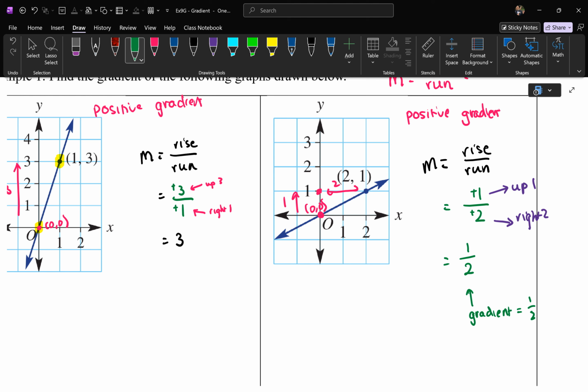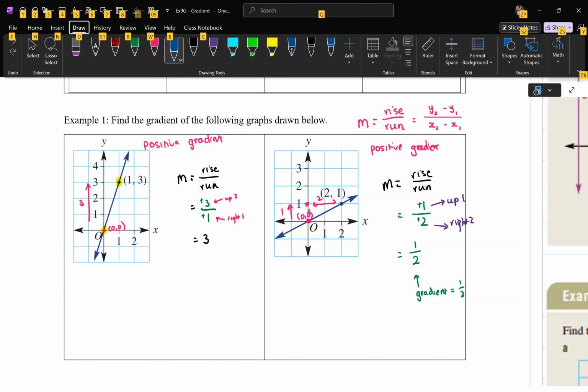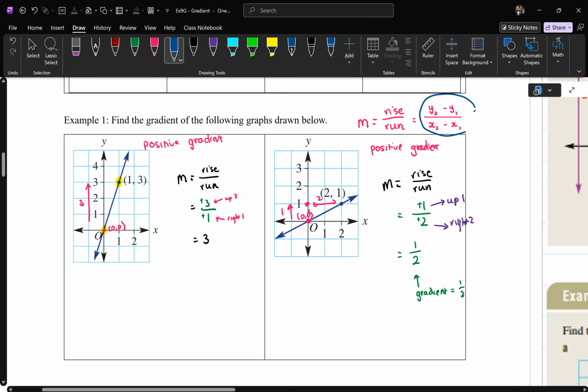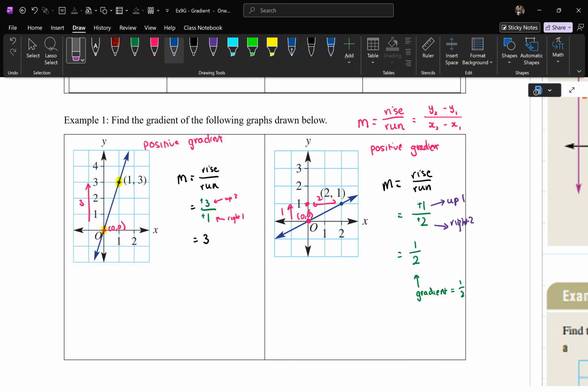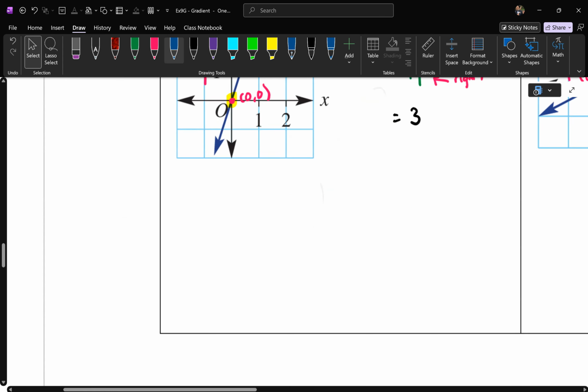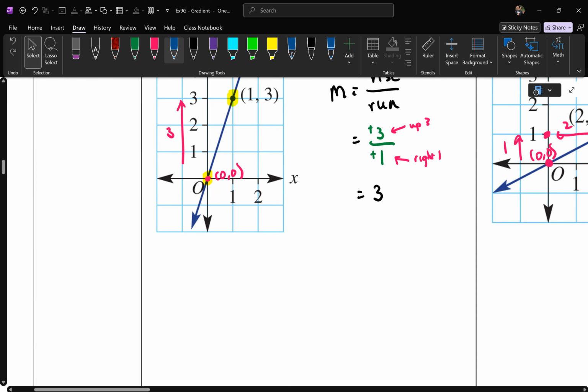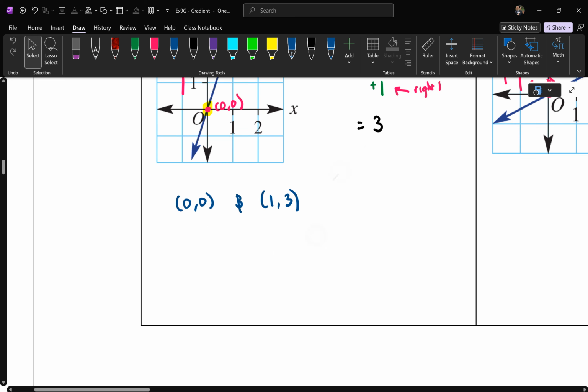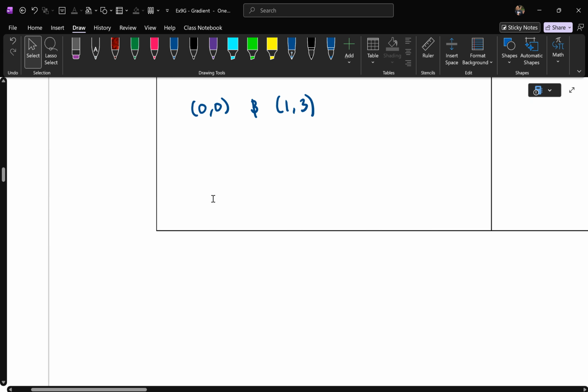I'm going to pause the video. So I gave you the formula now. This is the formula to find the gradient. You use it mainly when you don't have the graph. If you have the graph, you can just count. So, what 2 points did we use? We used 0, 0, and 1, 3. So imagine I didn't give you a graph. Imagine I gave you just that.